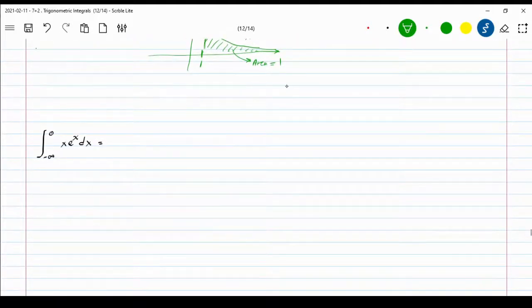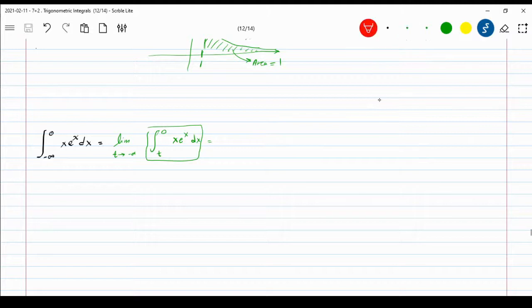Okay, what if it was negative infinity? Similar idea: limit as t approaches negative infinity of the integral from t to 0 of x e to the x dx. All the properties that we use for integration still hold. To calculate this integral I need to use the integration by parts technique. Let u be x and dv be e to the x dx. Then du equals dx, and integrating, v would be e to the x.